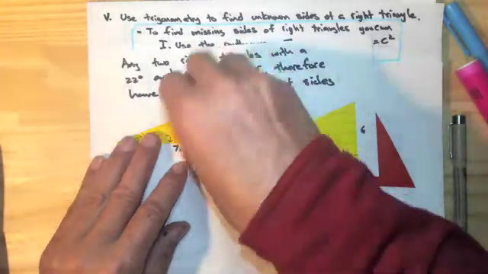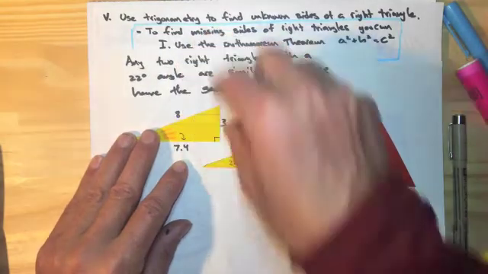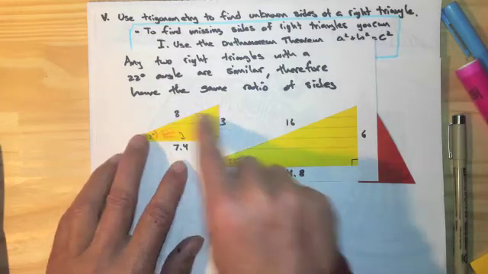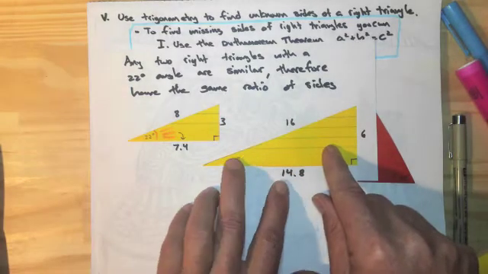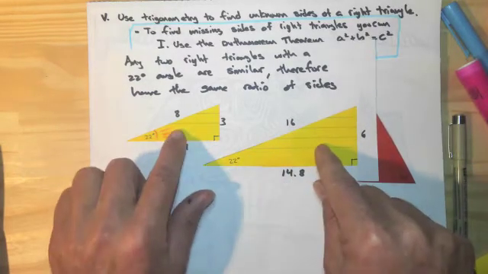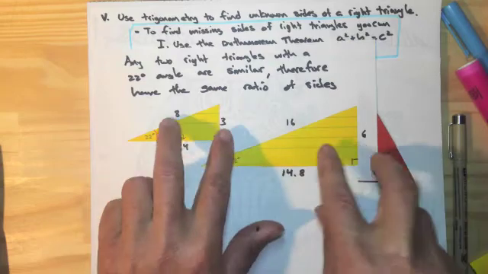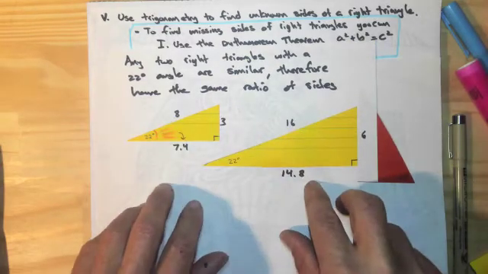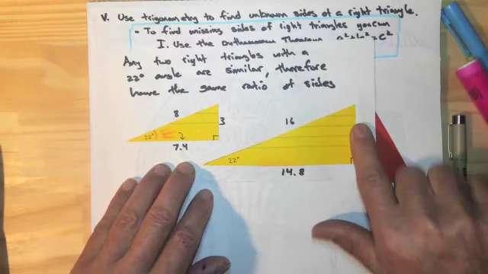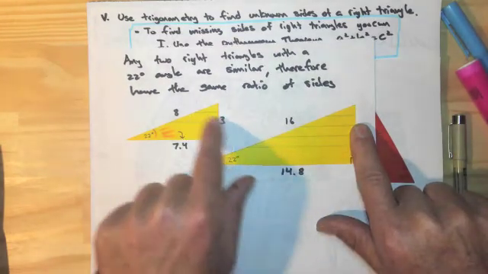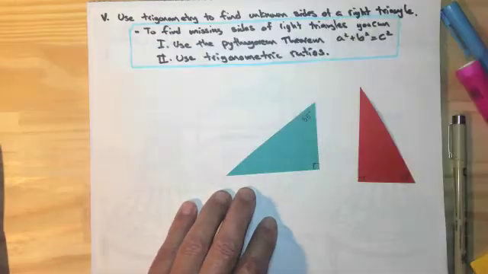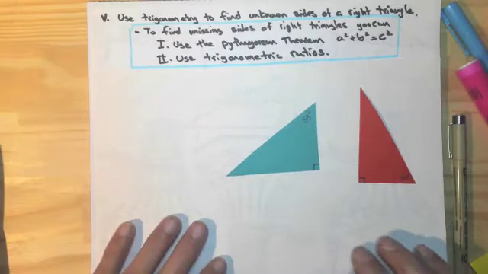If I look at the sides, this ratio 3/8 is going to be the same as this ratio that also has a 22-degree angle, 6/16, because these are similar triangles. They have the same angle, so they're similar, and these ratios are going to be the same. It doesn't matter where I get that ratio. If I didn't know, say, what 6 was, I could use that ratio to find that missing side. So that's our idea. We use the ratios of a triangle to find the missing sides.